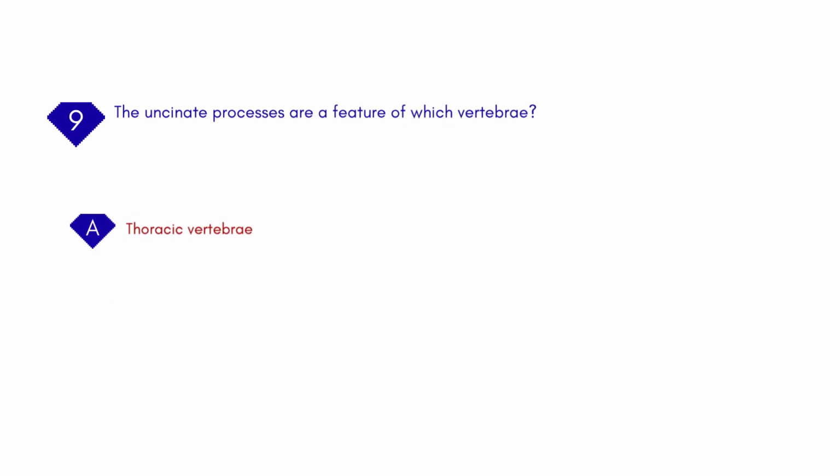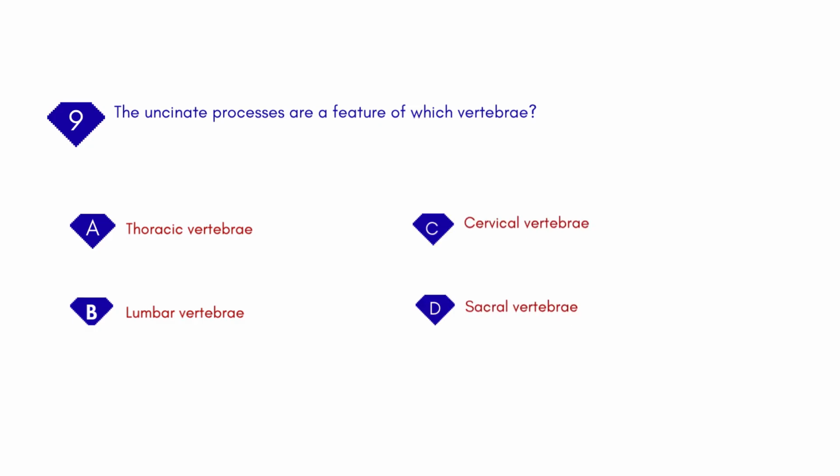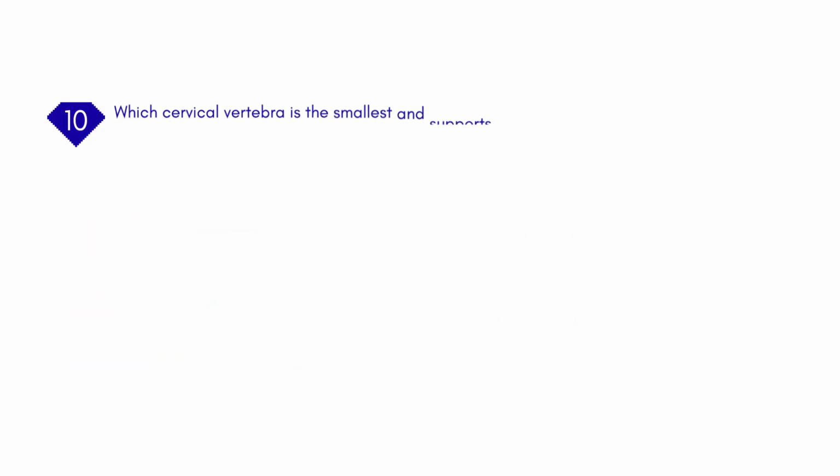A. Thoracic vertebrae. B. Lumbar vertebrae. C. Cervical vertebrae. D. Sacral vertebrae. Answer, C. Cervical vertebrae. Which cervical vertebra is the smallest and supports the skull?